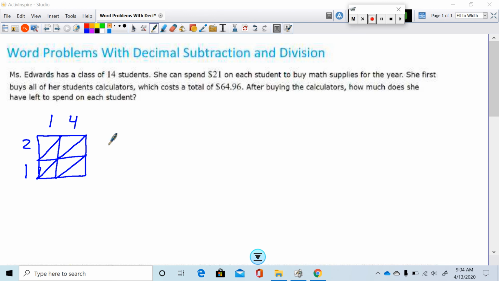I prefer the lattice method for multiplication, but if you like a different method, you can do that. Lattice multiplication: I have 14 on the top, 21 on the side, and I make rectangles, separating each of those digits with horizontal and vertical lines, and then separate each of those rectangles with diagonals. Then I start multiplying. So 1 times 2 is 2, 4 times 2 is 8, you're going up and over. 1 times 1 is 1, and 4 times 1 is 4.